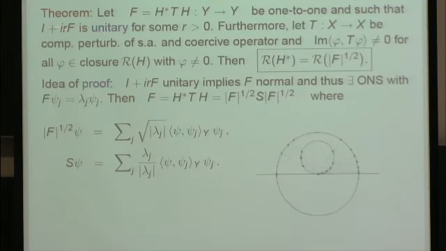The fact that the identity plus iRF is unitary means that the eigenvalues of this operator lie on the unit circle in the complex plane. Unitary operators, sorry, with a discrete spectrum. It can't be compact, of course.